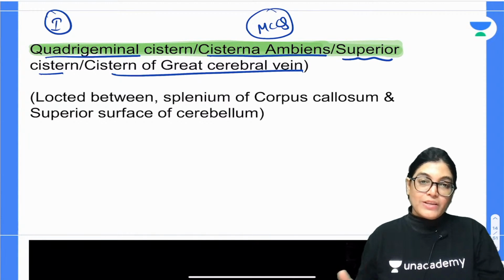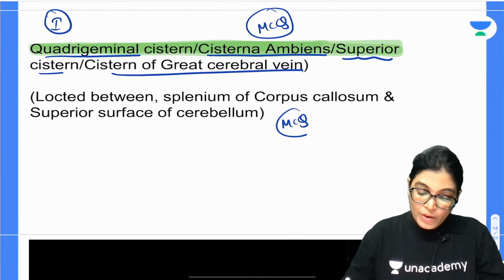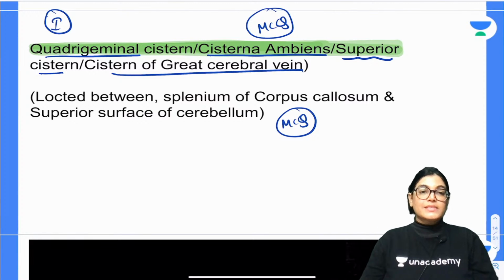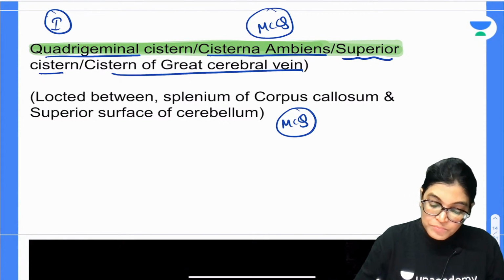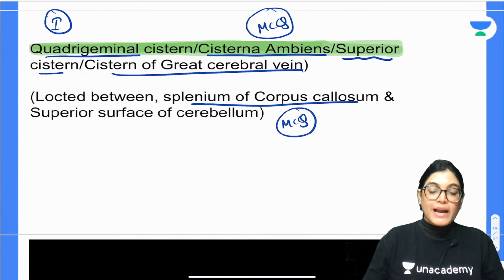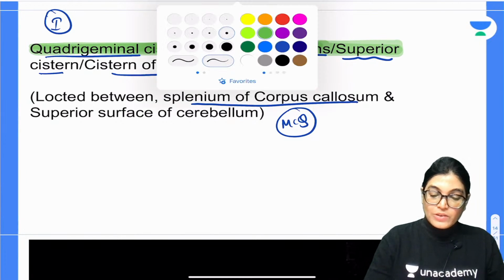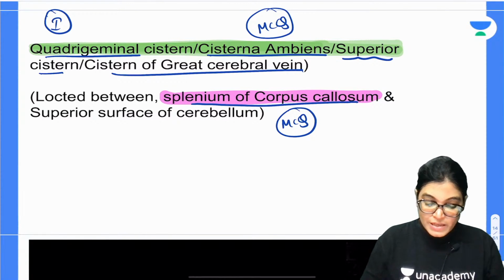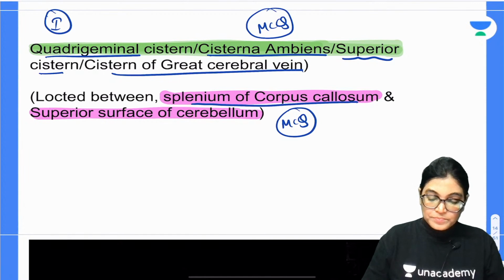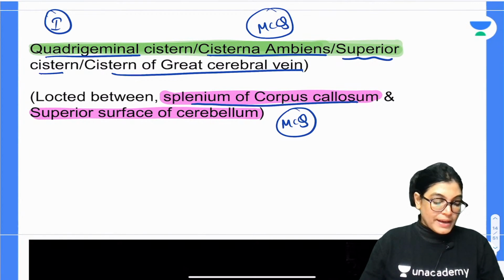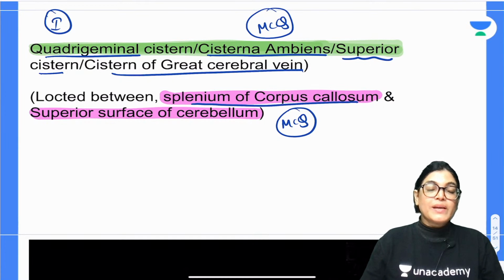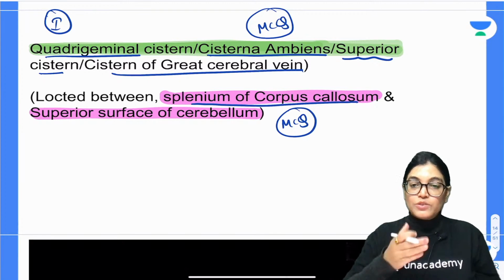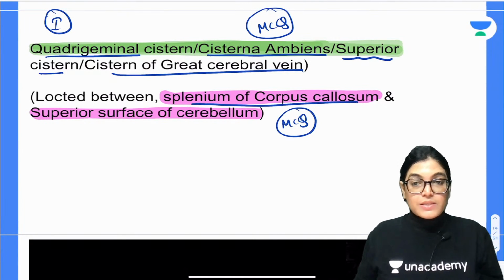The next important point for your MCQ is the exact location of the quadrigeminal cistern, Cisterna ambiens, or great cerebral vein of Galen cistern. It is located between the splenium of the corpus callosum, which means the posterior end of the corpus callosum, and the superior surface of the cerebellum. The corpus callosum is an example of commissural fibers connecting the two cerebral hemispheres.